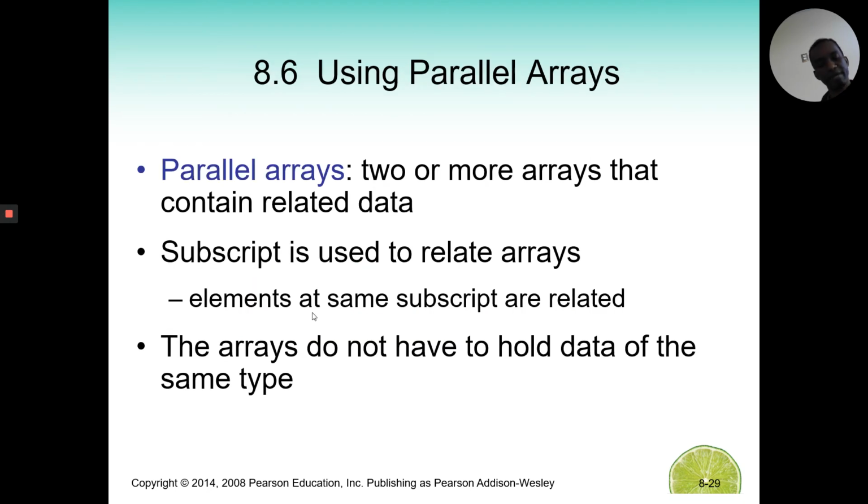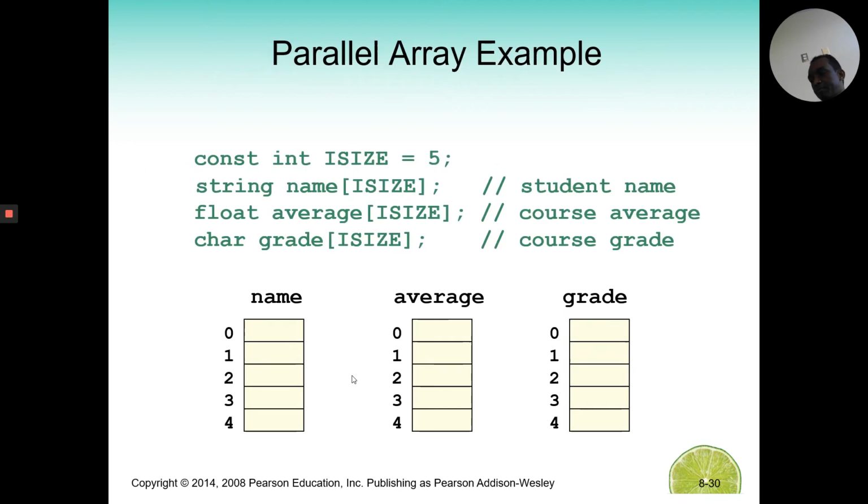You can have parallel arrays: two or more arrays that contain related data. The subscript is used to relate the arrays. Elements with the same subscripts are related, so the arrays do not have to hold data of the same type. Once you initialize or state the size that you want, you can say string name of size to hold the student name, float average to hold the course average, char grade to hold the course grade.